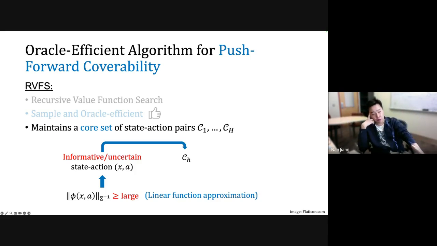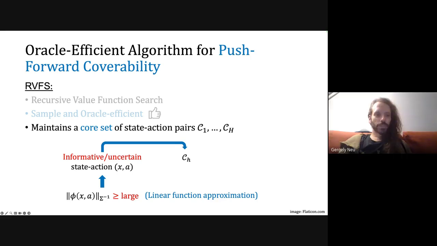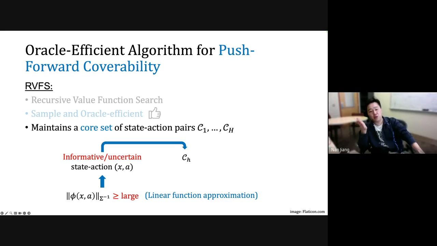Not only do they require it to be polynomial, according to my memory, they also need that set to be known to the learner. If I'm right. If I may jump in, maybe there's some hope that if you directly apply your algorithm in their setting, you can avoid knowing that core set to begin with.